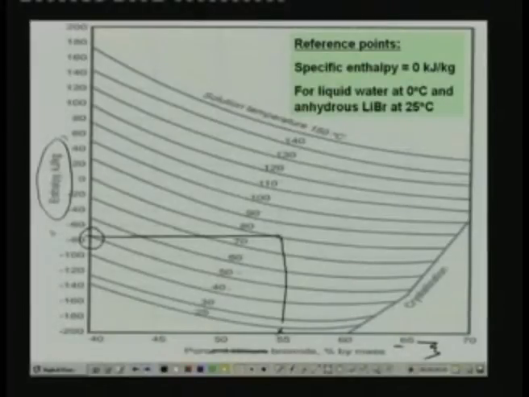So we have to define some reference points. This particular chart is for the reference points like this. The specific enthalpy is taken as 0 kilojoule per kg for liquid water at 0 degree centigrade and for anhydrous lithium bromide at 25 degree centigrade. That means taking the specific enthalpy of liquid water as 0 kilojoule per kg at 0 degrees and anhydrous lithium bromide 0 kilojoule per kg at 25 degree centigrade, this particular chart is drawn.